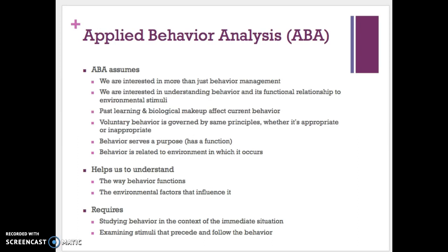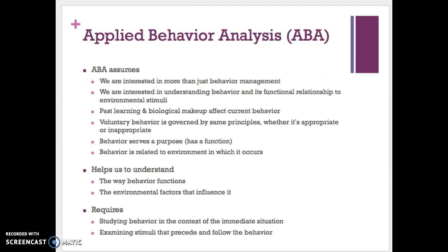ABA assumes past learning and biological makeup affect current behavior. So if you think of very young students, their past learning, if they were maybe in an early intervention preschool, their behaviors may look much different than if they are just entering school for the first time, okay? Voluntary behavior is governed by the same principles, whether it's appropriate or inappropriate. And the key word here is voluntary behavior, because we are selecting behaviors for this project that are voluntary because they're much easier to shape.